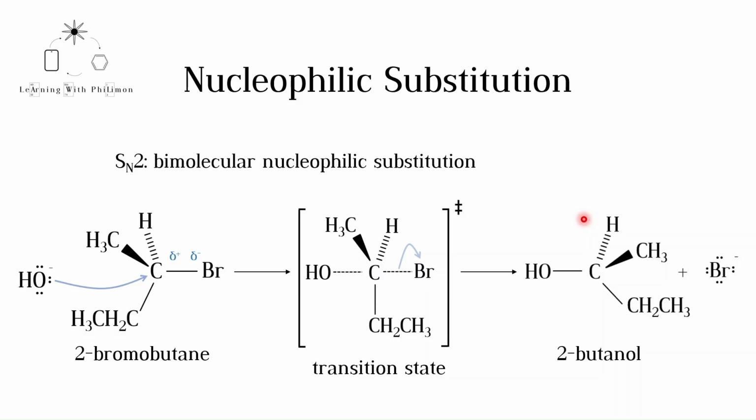Having seen the mechanism, let's now analyze why it is called bimolecular nucleophilic substitution. A bromine atom has been replaced by an OH group, hence the term substitution. This is done by using a nucleophile, in this case a hydroxide ion, hence the term nucleophilic. Two molecules are involved in the rate-determining step, the slowest step in the reaction mechanism, in this case the first step, hence the term bimolecular. This will be discussed further on the next slide.